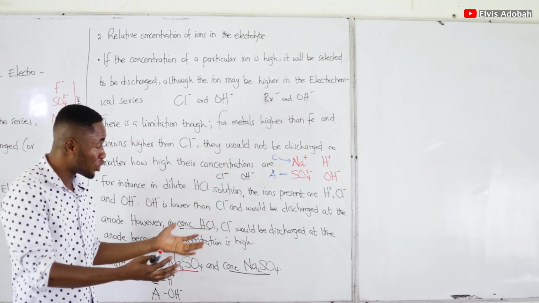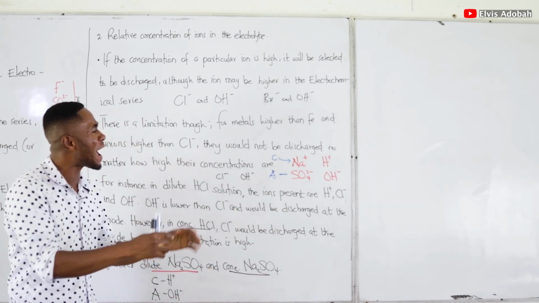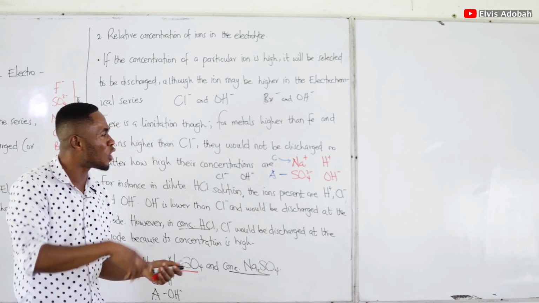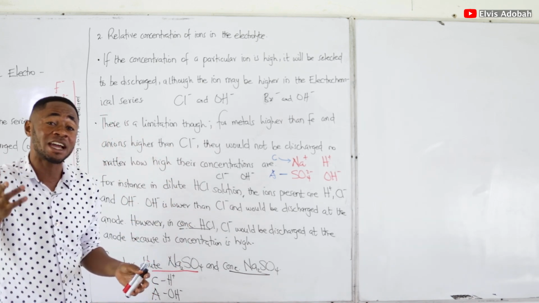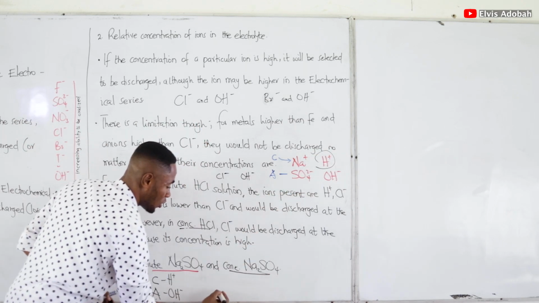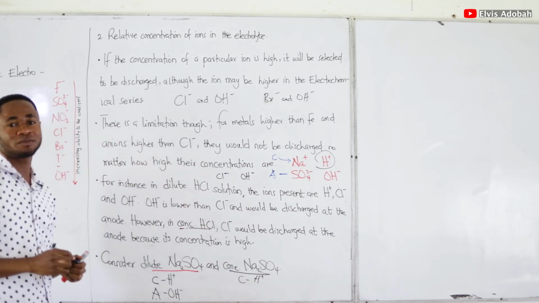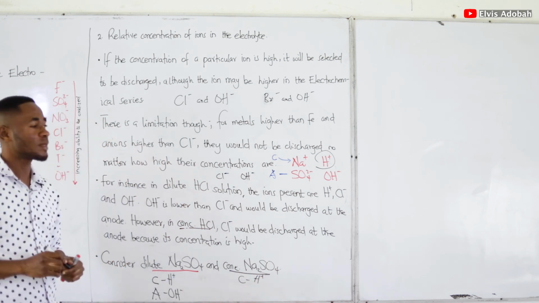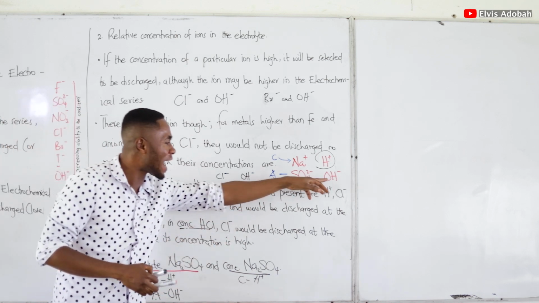So sodium is higher than iron. We know sodium, you are highly concentrated. We should have selected you, but you are higher than iron. So with your position, even if you are concentrated, we cannot select you. We are going to select the what? Hydrogen ions once again. So at the cathode, we have the hydrogen ions. At the anode, we have the sulfate ions and the hydroxyl ions.